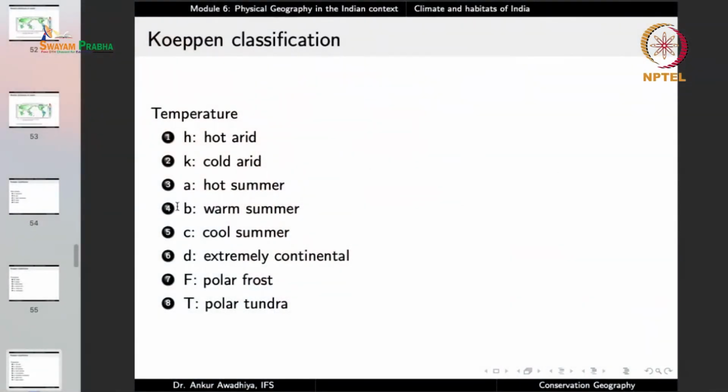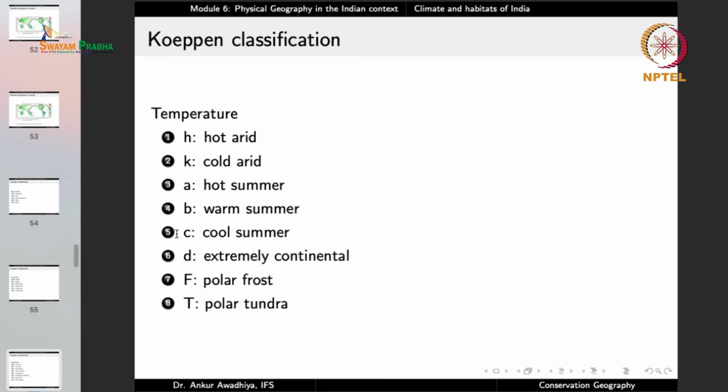A, B, C and D are used to denote the summer conditions. So A refers to a hot summer, B refers to a warm summer, C refers to a cool summer, and D refers to an extremely continental type of summers. So essentially in the case of A, you will have summers that are very hot. In B, the summers are not that hot. So there are temperature cutoffs that determine whether it's A, B or C.